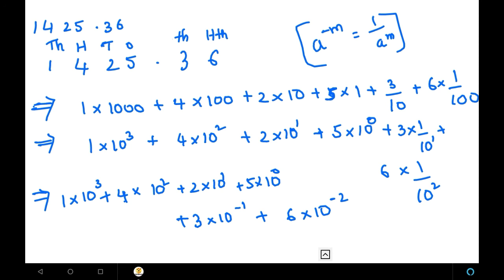With this, we have completed expanding form using exponents and powers. In the next video, we will see scientific notation.